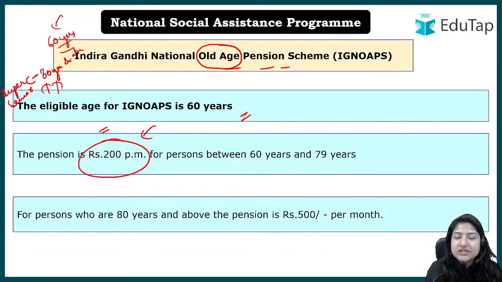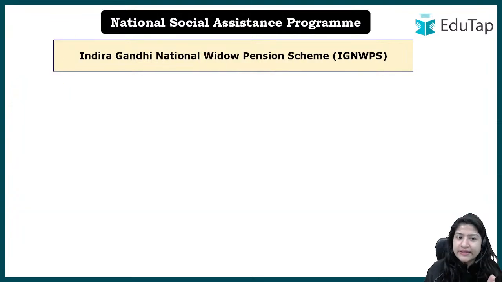So under the Indira Gandhi National Old Age Pension Scheme, age is 60 years and above. For 60 to 79, 200 per month. For 80 and above, 500 per month. I hope there is no confusion and you are memorizing everything here only. Next we have the next component. So the first component was for old age.